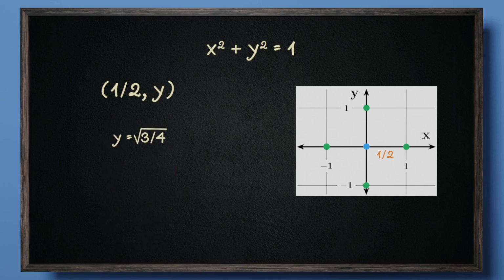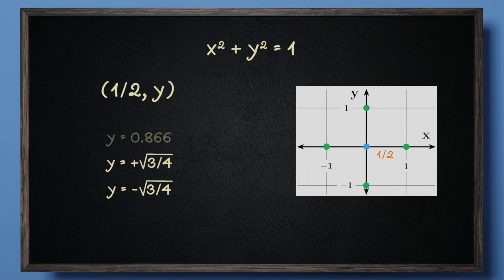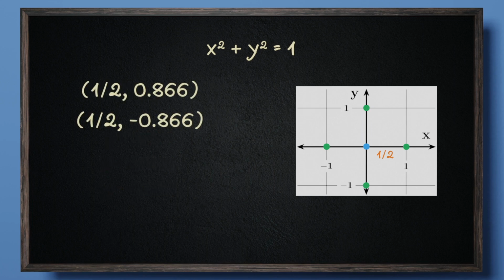If you recall from algebra, there is a positive and negative solution to a square root. Typing the square root of 3/4 into your calculator will give you approximately 0.866. In reality, though, the two solutions are 0.866 and negative 0.866. This gives us 2 points to plot on our graph: (1/2, 0.866) and (1/2, negative 0.866).